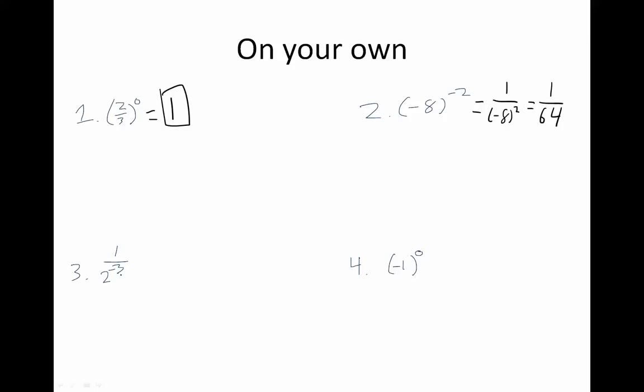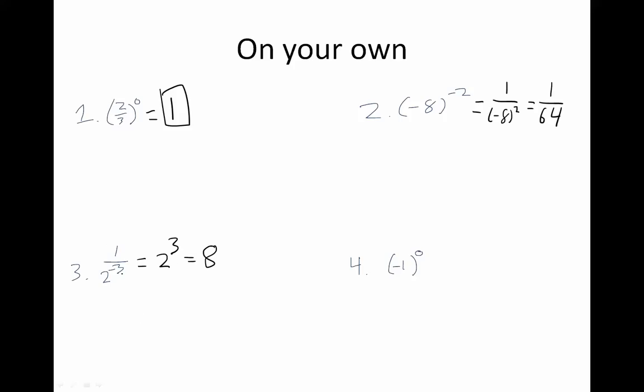Number 3, the negative exponent creates a reciprocal. So this 2 is in the denominator right now, but I have to flip it because of the negative, which means this is 2 cubed, which when we simplify further becomes 8.